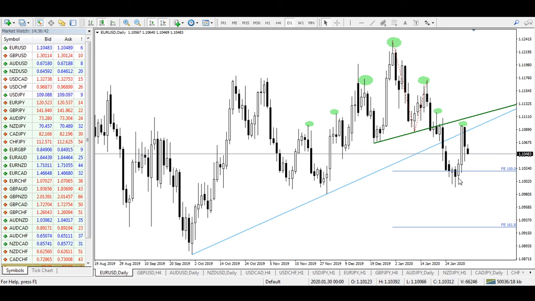But right now our plan is simple: to exit around this previous low, wait for further retracement, sell again, and then we will be targeting the nearest one, that is 950. So that's all about EUR/USD.